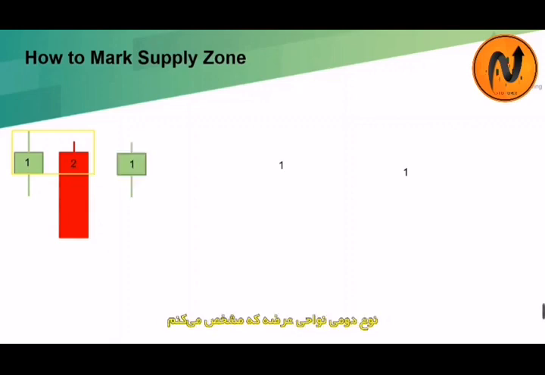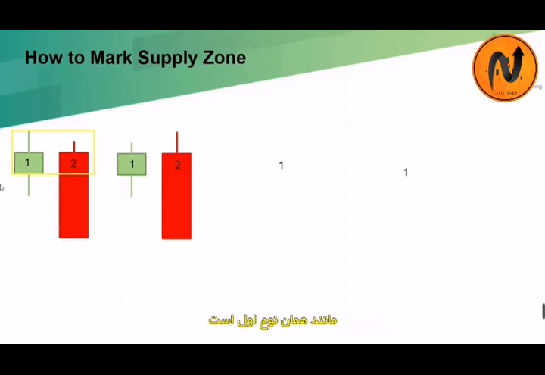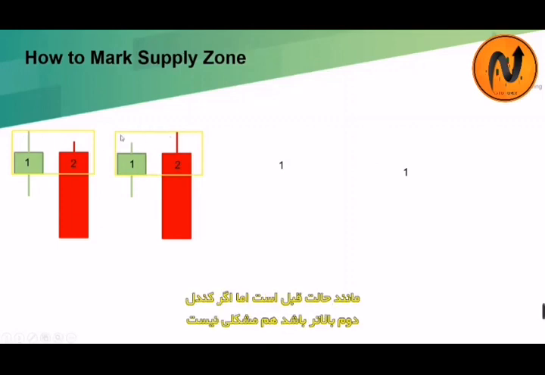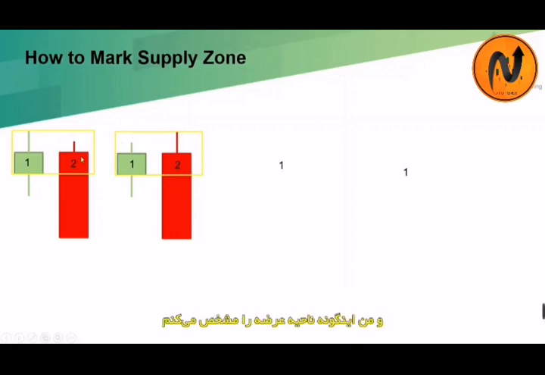So the second type of supply zone that I usually mark is actually the same as the first type. The difference is that the high of the candlestick is different. If you can see, this one is higher than the other one. It's the same story: whichever goes higher, then it's okay. So this is how I mark my supply zone.